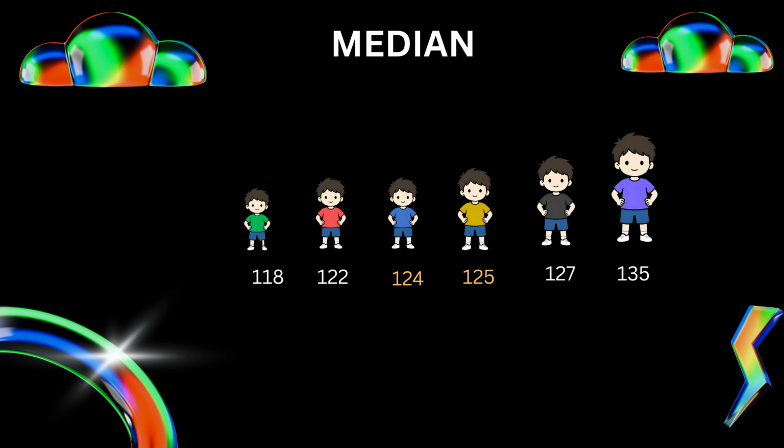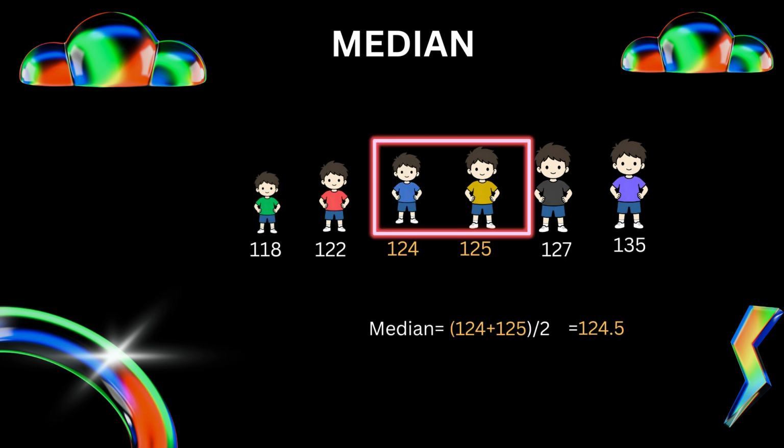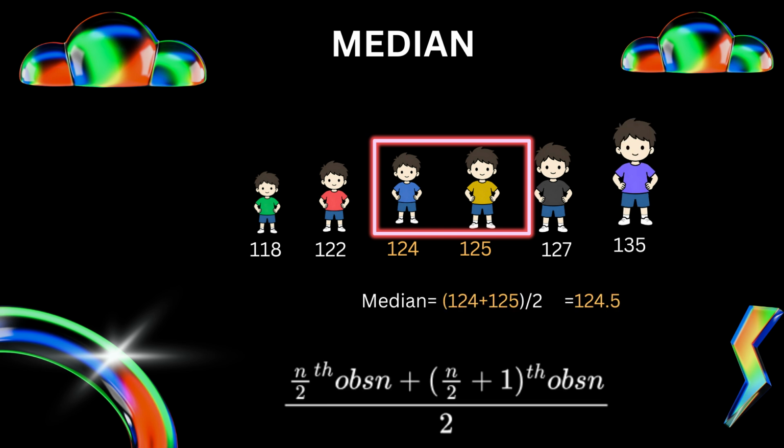Now look at this example. We do not have a single middle value. The two middle values are 124 and 125. So in order to find out the median, we take the average of these two values. So median is given by 124 plus 125 divided by 2, which is equal to 124.5. So in general, when the number of observations is even, median is the average of the n by 2th observation and the (n by 2 plus 1)th observation.